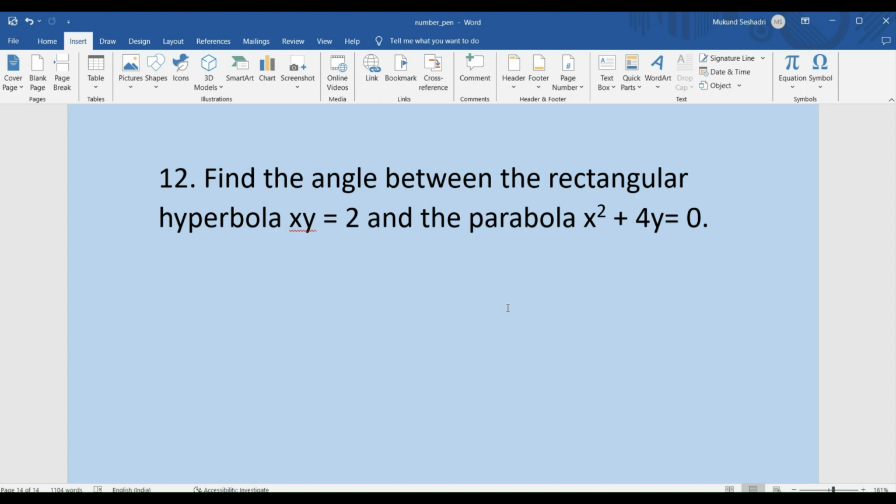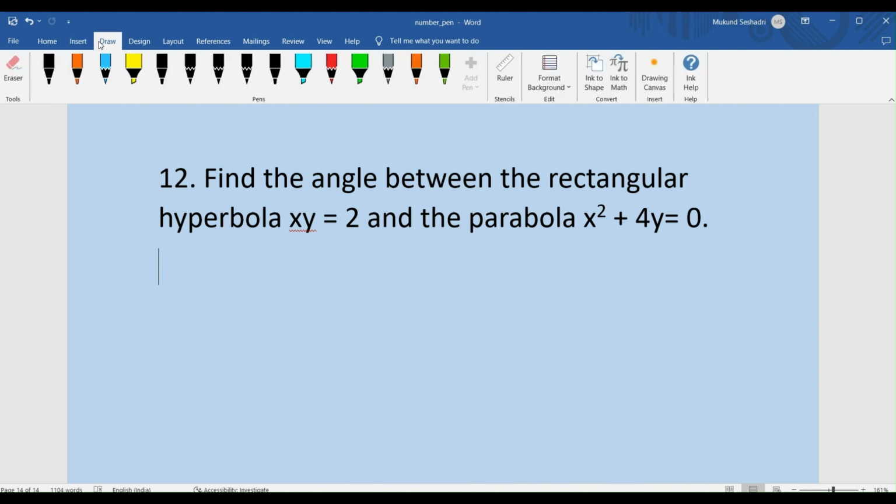So today we have another interesting problem in front of us. Let's take a few seconds to read through the problem. Find the angle between the rectangular hyperbola xy equals 2 and the parabola x squared plus 4y equals 0. Let's take a few minutes to draw these curves.